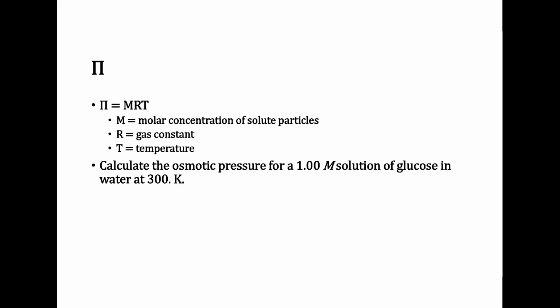So to represent the osmotic pressure, we use an uppercase pi. And the osmotic pressure is equal to molarity times some gas constant times the temperature. And just like with the other colligative properties, we may have to account for the Van Hoff factor if something dissociates. So big M is the molarity. So recall that molarity looks at moles of solute over liters of solution.